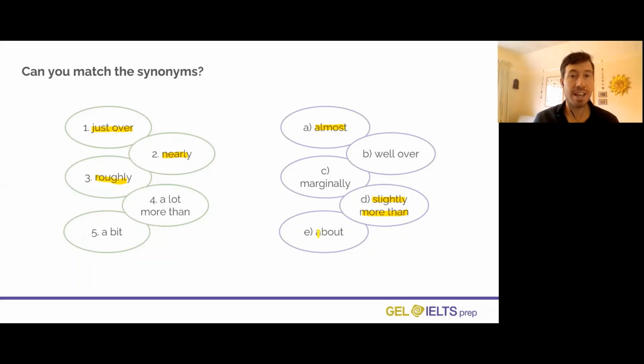Roughly has the same meaning as about: roughly 10, roughly 20. A lot more than, or you could use the word well over. And finally, a bit, the synonym we could use is marginally. So you could say a bit more, or you could say marginally more for a small difference between them. Again, these are all really useful language when we're making comparisons.